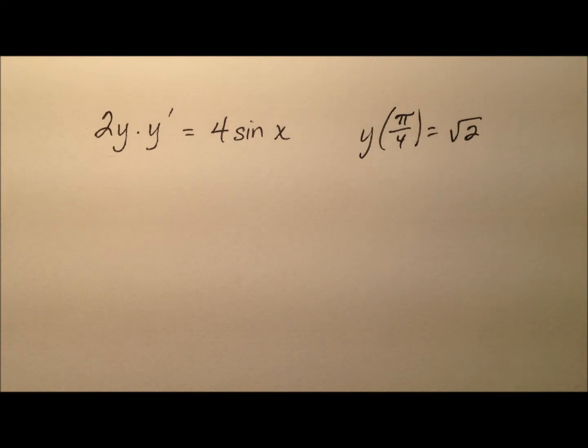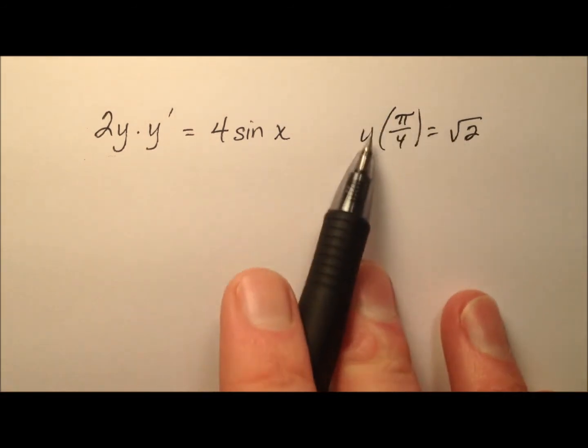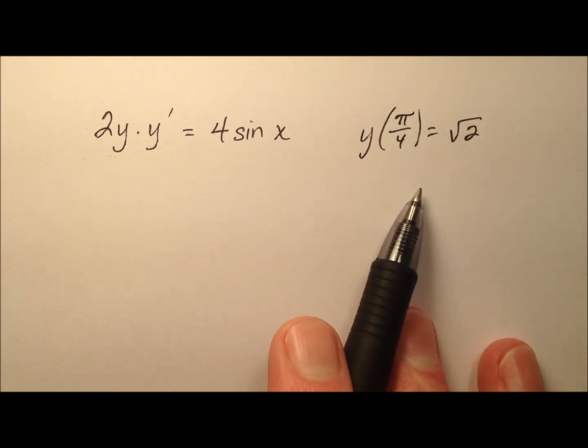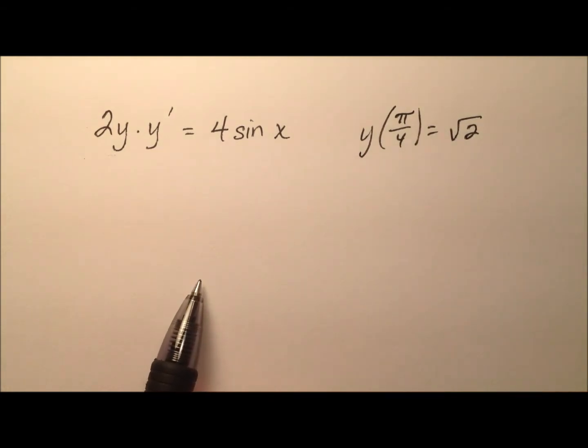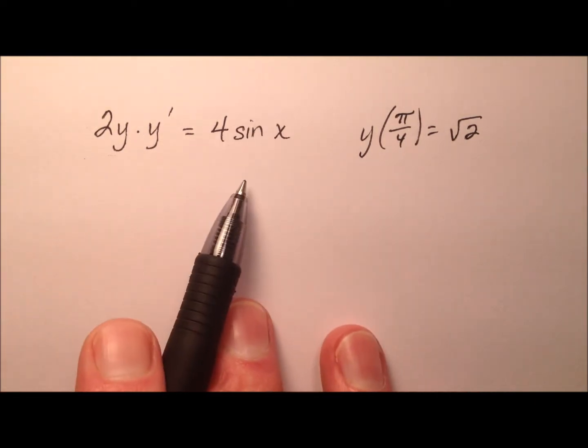In this example, we're going to solve this separable differential equation and use our initial condition here to go ahead and find a particular solution. So the first thing we need to do to solve this separable differential equation is to get all of our y's with our dy on one side and all of our x's with our dx on the other side.